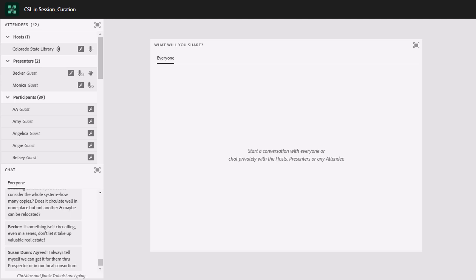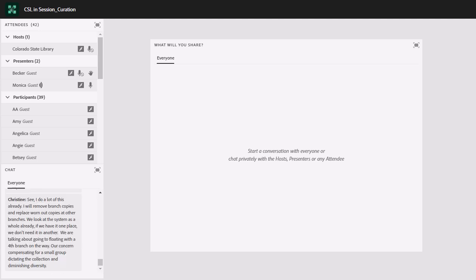And Christine earlier had a question about what is the difference between weeding a floating collection versus weeding for a system that doesn't have a floating collection, if there is any. Becca commented on that in the chat that mostly it's local control versus the floating collection. With the floating, you have to consider the whole system, how many copies overall, does it circulate well in one place but maybe in another, and it can be relocated. So really it's just about who's controlling which piece of the collection.